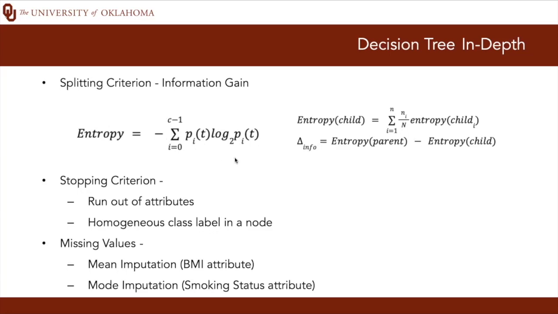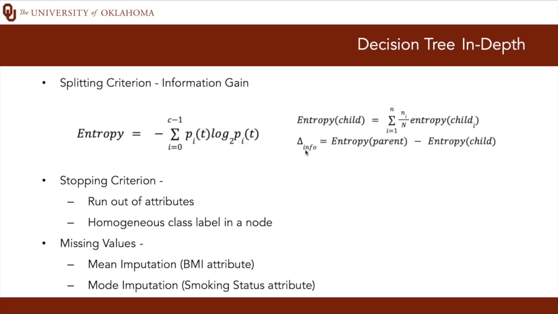Information gain is defined as the difference in entropy before and after a node is split. A parent node is the node that we had before splitting, and child nodes are the nodes we get after splitting. The entropy of child, as shown here, is the weighted sum of all the children nodes. The entropy of child i is calculated using this function here, and then we take a weighted sum of the child nodes, and that gives us entropy child. Entropy parent is simply calculated using this function here. And this gives us information gain.